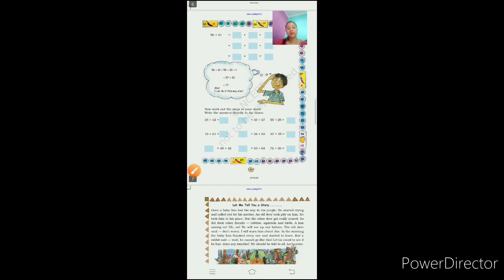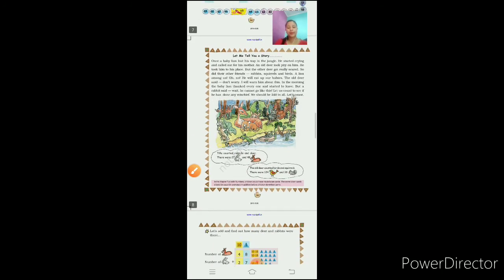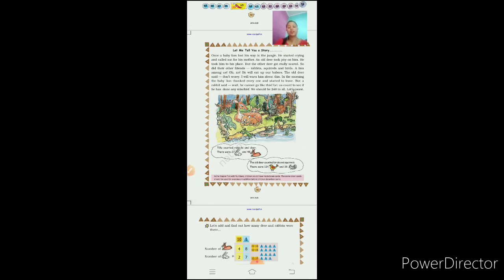So now come to page number 36. In page number 36, there is one story. In that story, a lion baby lost his way in the jungle.